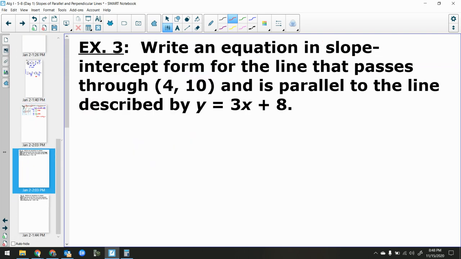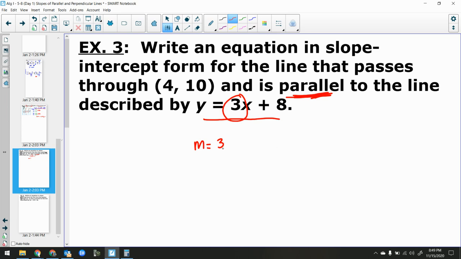All right, now, it says write an equation in slope-intercept form for the line that passes through 4, 10 and is parallel to this line. Well, if it's truly parallel to that line, the only piece of information I need out of this line is the slope. If the old slope is 3, and I know that the new line is going to be parallel to it, I know that the new slope is also going to be 3. Two lines always have to have the same slope if they're going to be parallel to one another. So what did I really just say?